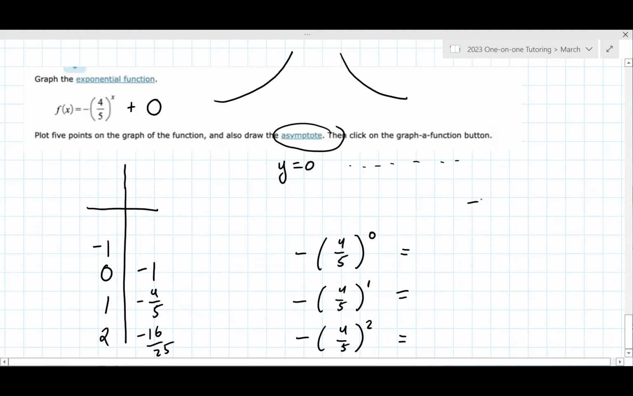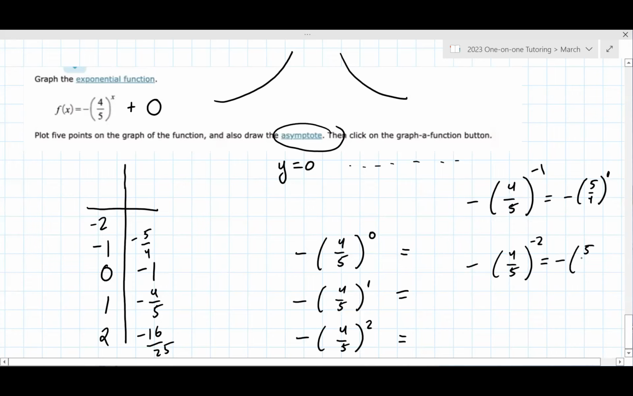This means negative parentheses 4 over 5 to the -1 power. That means you first flip what's inside. So it becomes -5/4 to the power of 1. No change to that, but it is negated, so it's -5/4. Then for -2, it's -4/5 to the power of -2. The negative exponent again flips what's inside, so just do one thing at a time. Then you have a square, so it's 25/16, but then it's negated. It's not negative.